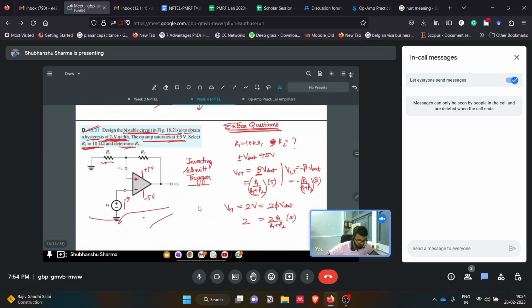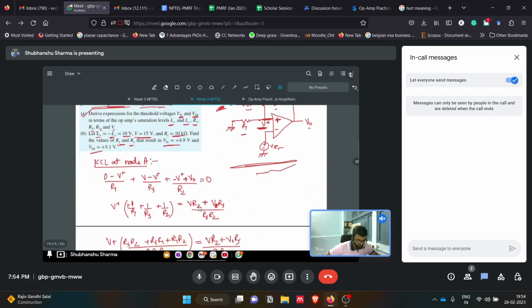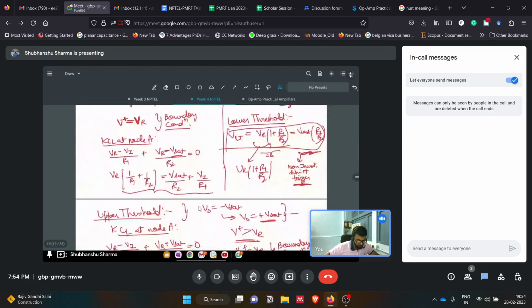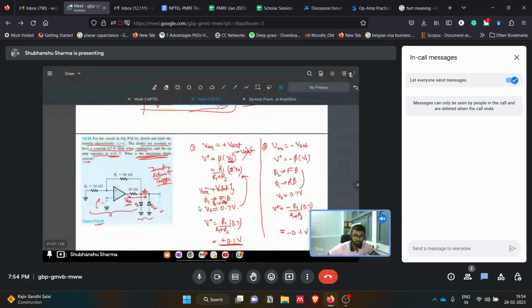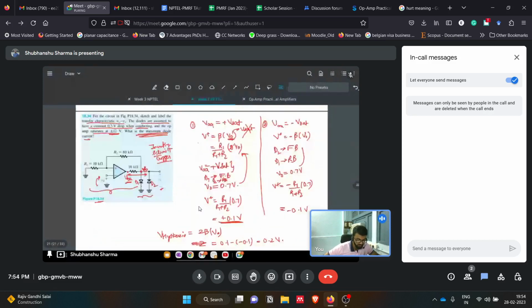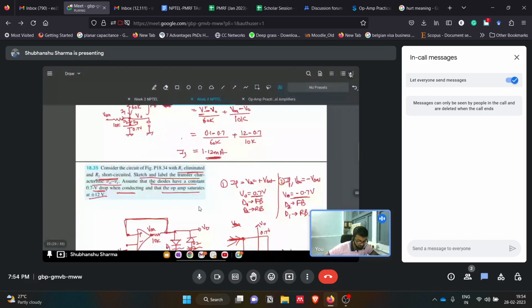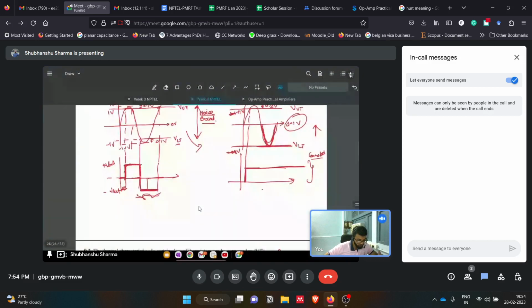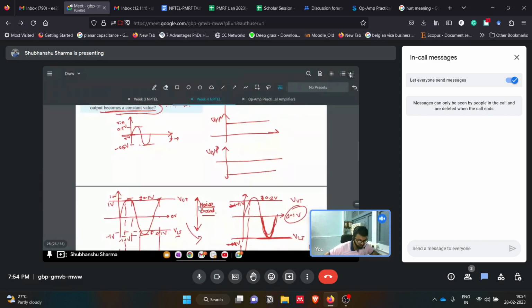Then we solved some questions based on inverting Schmitt triggers and also non-inverting Schmitt triggers. We saw circuits where the threshold voltages were changed by introducing reference voltages, and also circuits introducing diodes. Then we talked about what the output is if the input is within the noise band. We saw that effect also: we get a constant DC voltage.